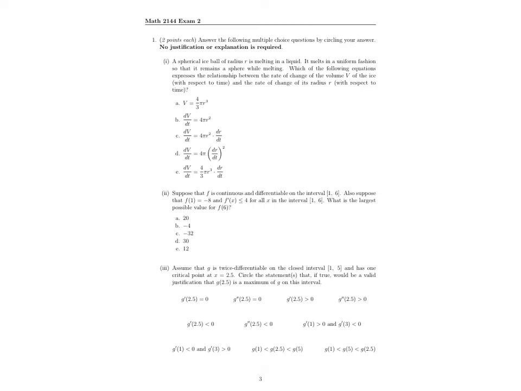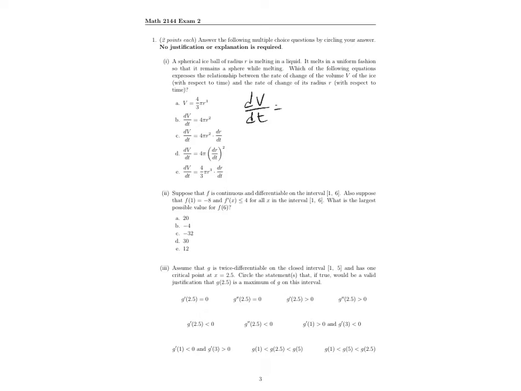Okay, so for problem one, we're told that we have a spherical ball of ice with radius r that's melting in a uniform fashion, and we want to find an equation to describe the relationship between the rate of change of volume of the ice and the rate of change of the radius with respect to time. So what we're trying to find is dV/dt, and we want to write it in terms of dr/dt.